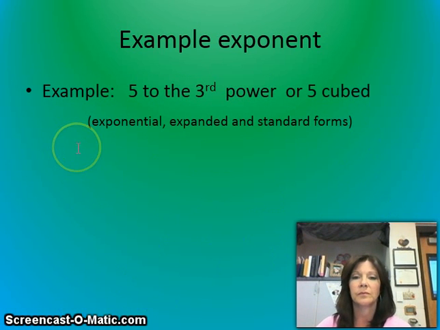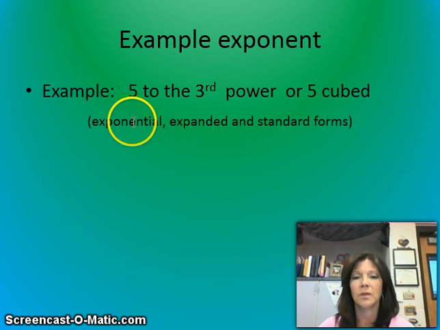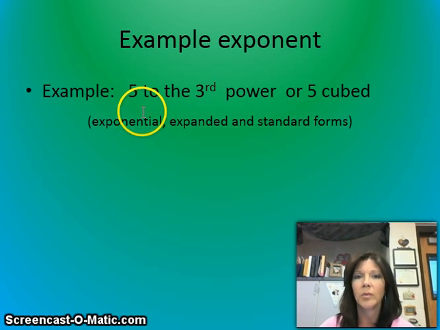Let's try another one. I want you guys to do this on your paper, and then I'll work the problem out. So take a minute and try 5 to the 3rd power. The 3rd power is also called cubed. Write it in exponential, expanded, and standard form. Pause the video. When you're ready, start it again, and we'll see if we did the same thing.